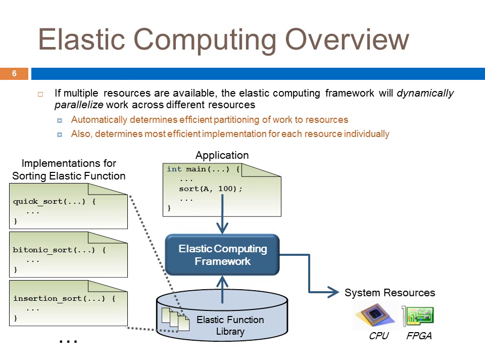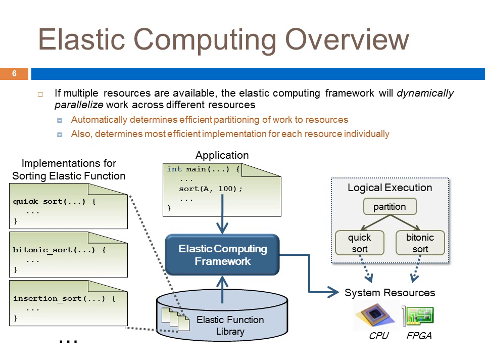So one of the big advantages of elastic computing is that when there are multiple resources available, elastic computing can dynamically parallelize a function across all of those resources, assuming that there are benefits in doing so. The way this works is that as part of the knowledge base of every elastic function, there's a set of parallelization options. And one common parallelization strategy is divide and conquer, where you partition a set of data into multiple subsets and then operate on those subsets in parallel. An example of this applies to sorting.